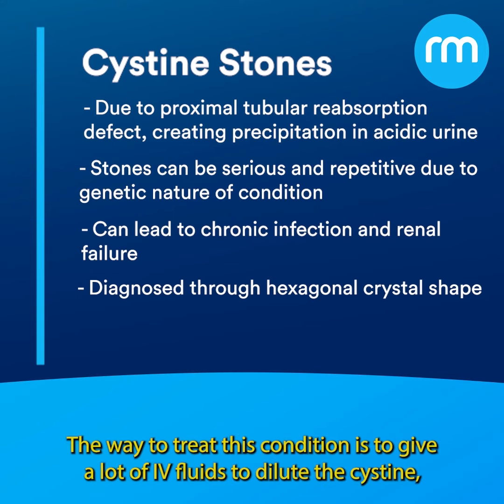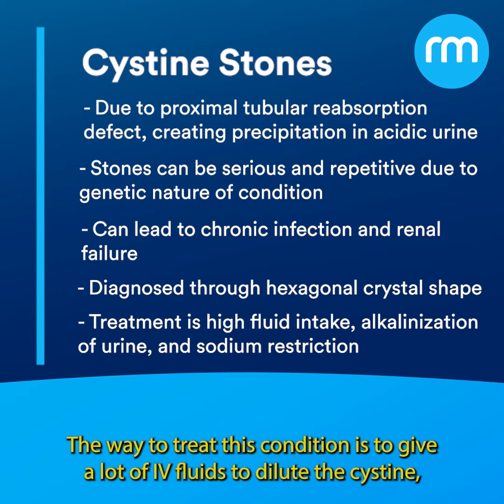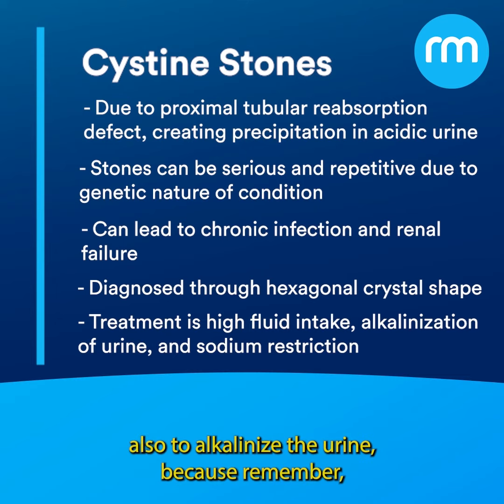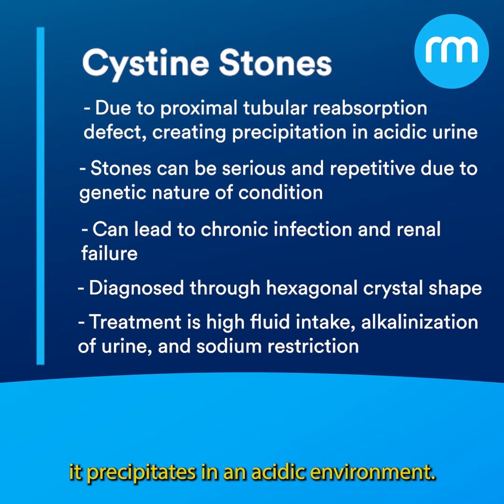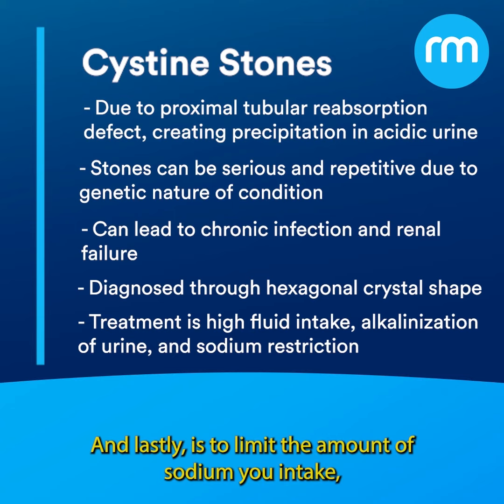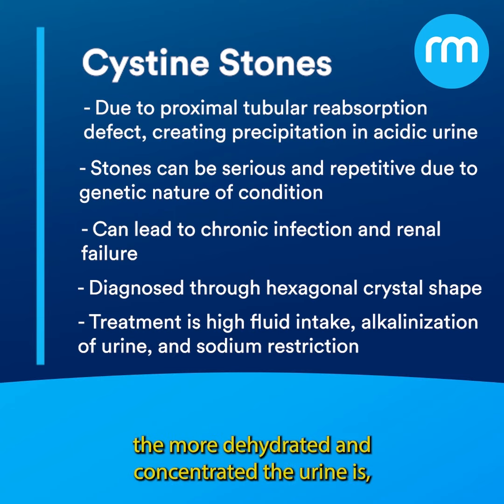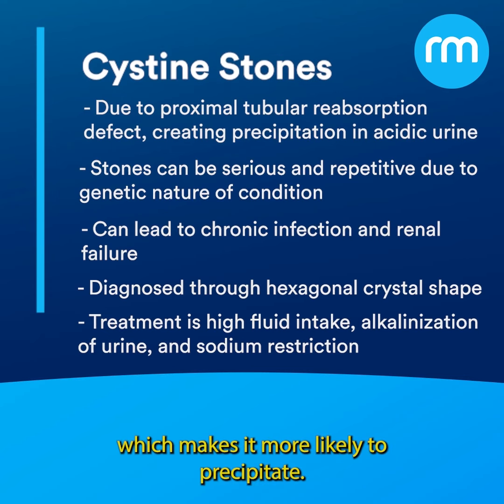The way to treat this condition is to give a lot of IV fluids to dilute the cysteine, also to alkalinize the urine, because remember, it precipitates in an acidic environment, so if you give an alkaline environment, it won't precipitate as easily. And lastly, is to limit the amount of sodium you intake, because the more sodium you intake, the more dehydrated and concentrated the urine is, which makes it more likely to precipitate.